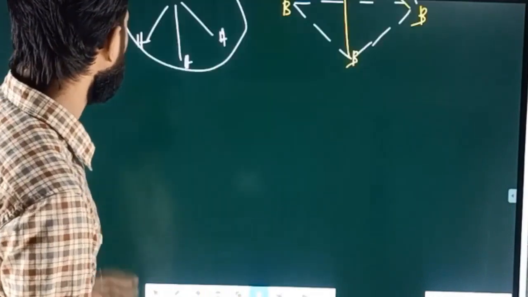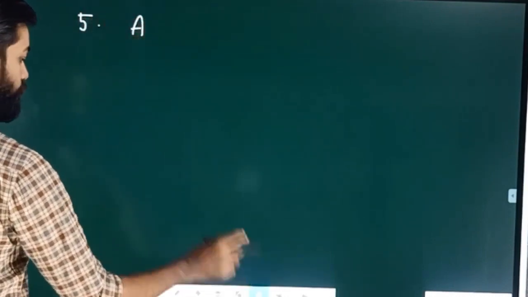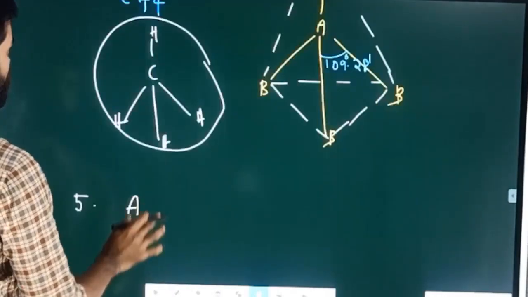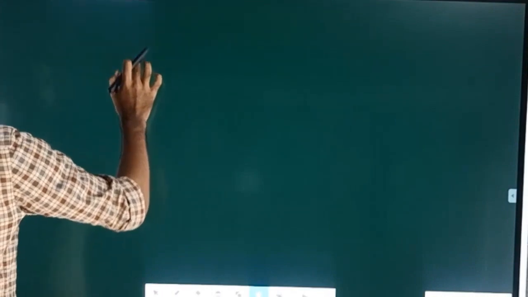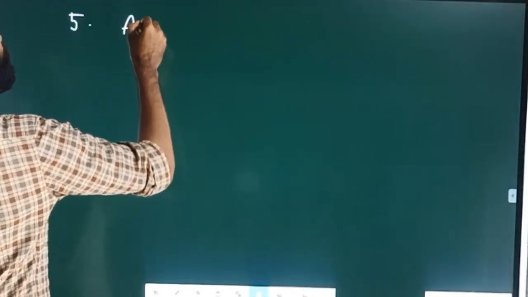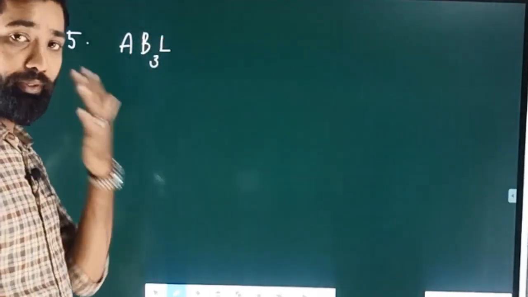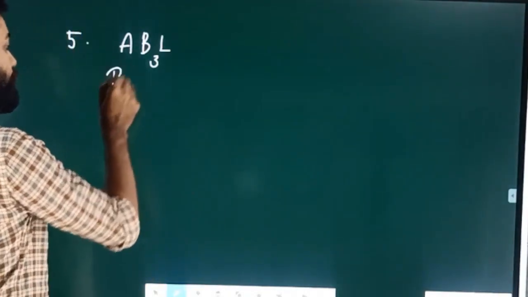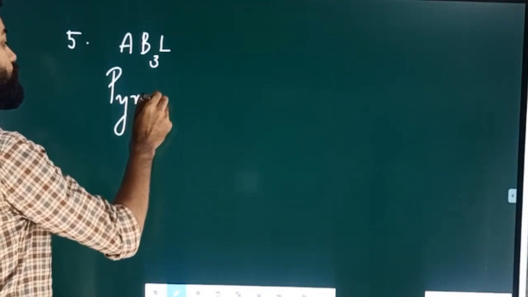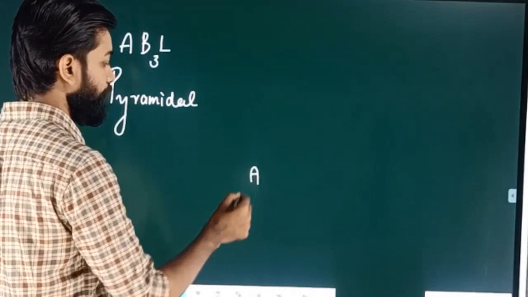Moving to the next geometrical variation in the very same VSEPR, that is number 5. AB3L. The shape of AB3L, we know, is called pyramidal, where the geometry is the very same tetrahedral.